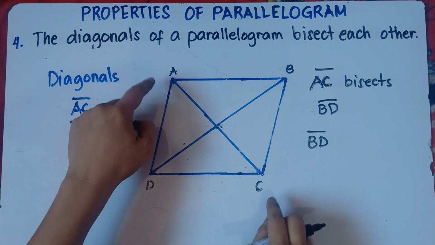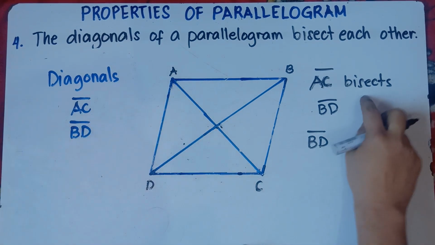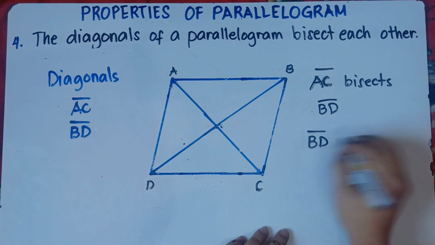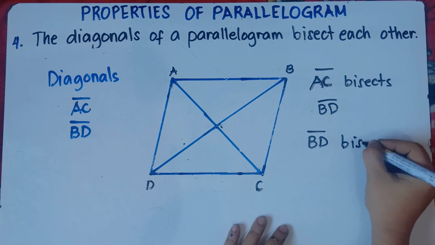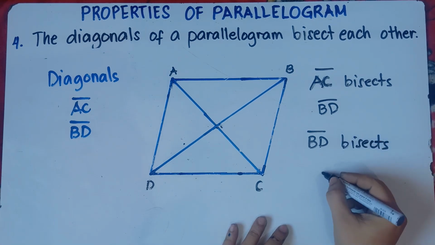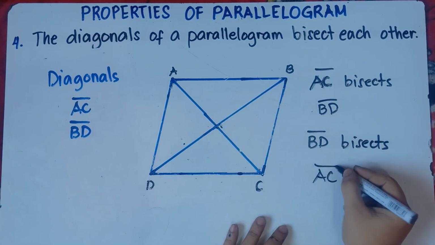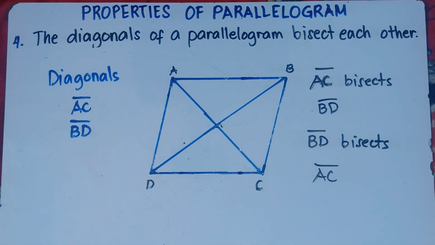We cut this AC into two equal parts. That's the meaning there for bisect, class. Line segment BD bisects line segment AC. So I hope you understand this one, class, for the fourth property. It's very critical, class. You need to understand this one. The diagonals of a parallelogram bisect each other.